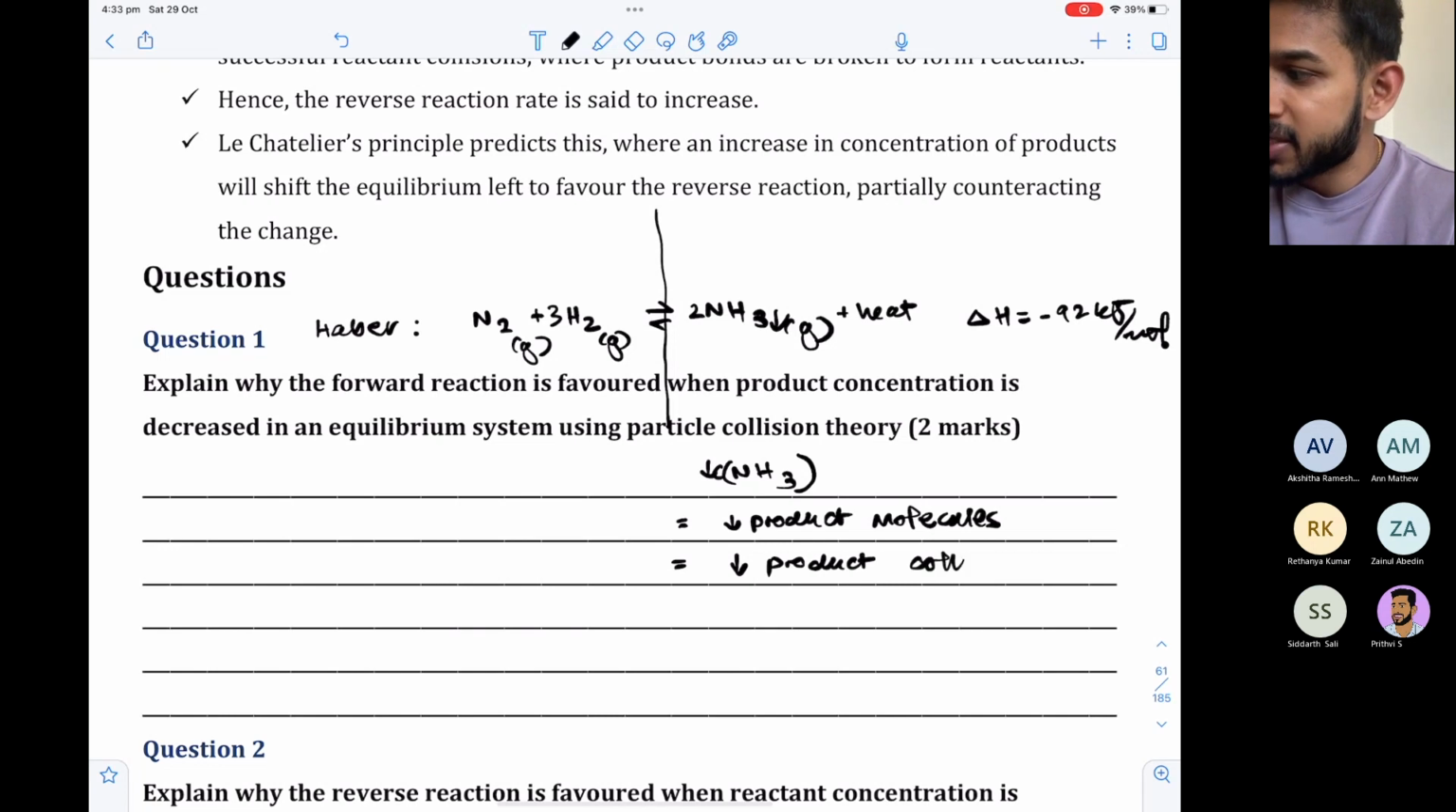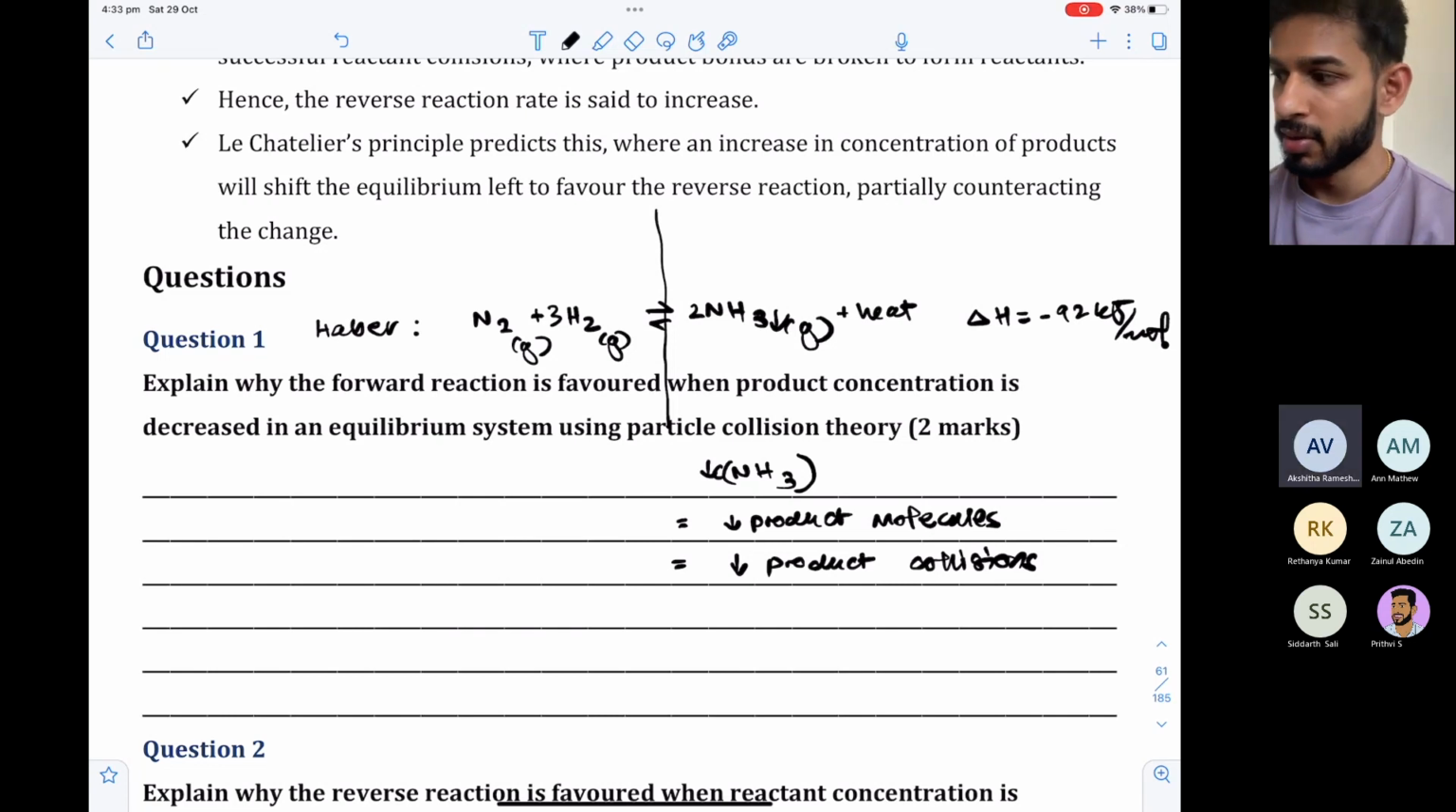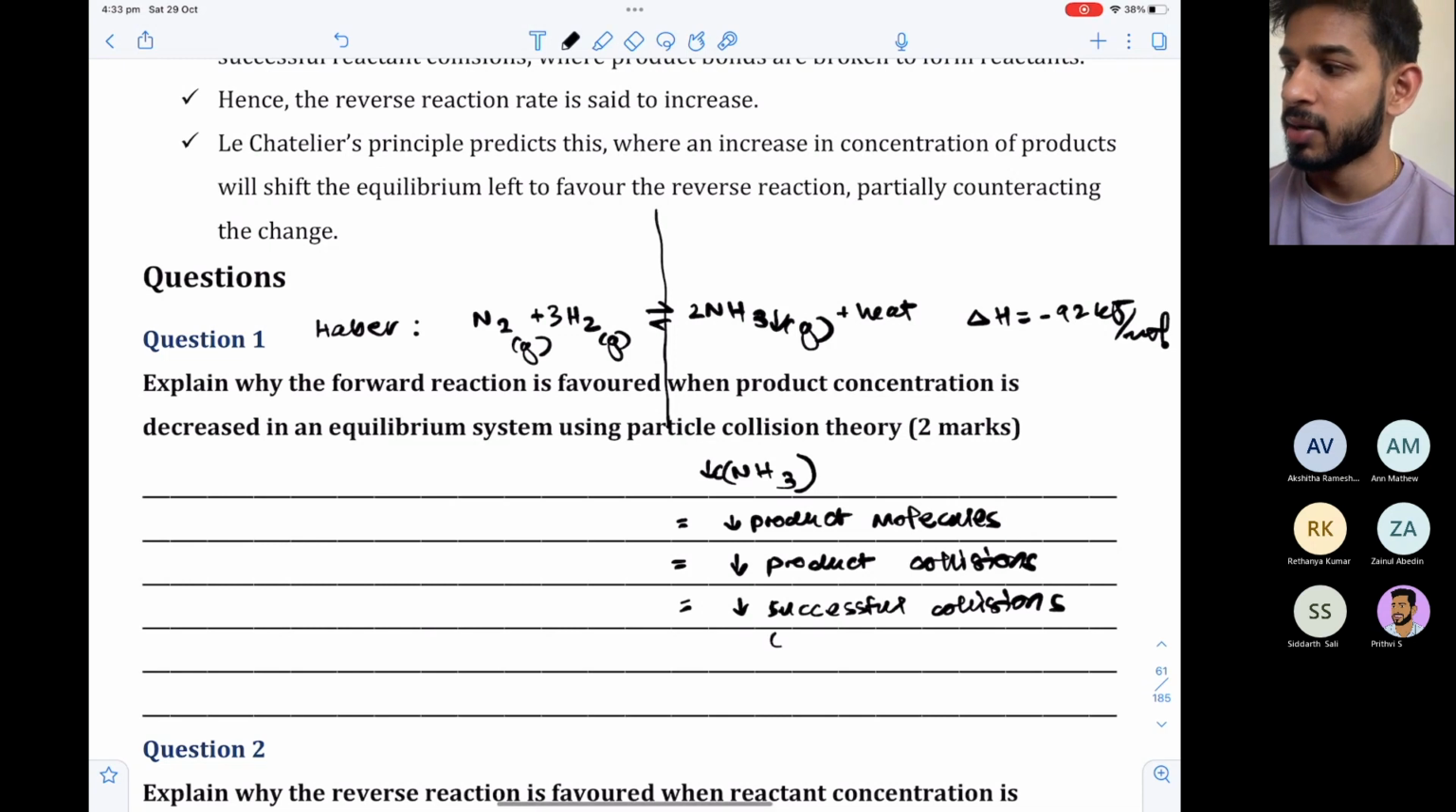Now, let's say at a particular temperature, 50% of collisions are successful. If I now have fewer collisions, what is that going to do to the number of successful collisions, where the product bonds are broken to form reactants? Everyone? Decreased. Exactly. So then you have to say there's going to be fewer successful collisions, and you should always define what a successful collision is in your exam answers. There'll be fewer successful collisions where product bonds are broken.